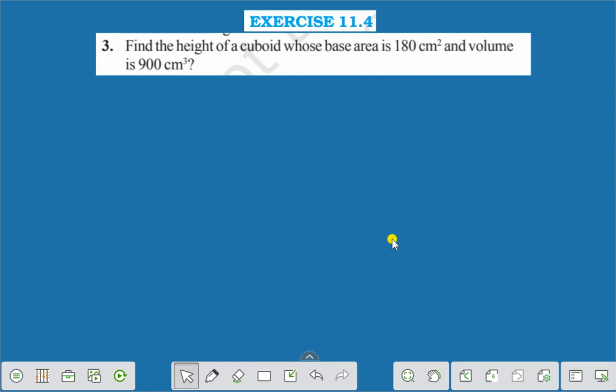Hello everyone, today we shall discuss exercise 11.4 question number 3. Find the height of a cuboid whose base area is 180 cm square and volume is 900 cubic centimeter. Let us find.